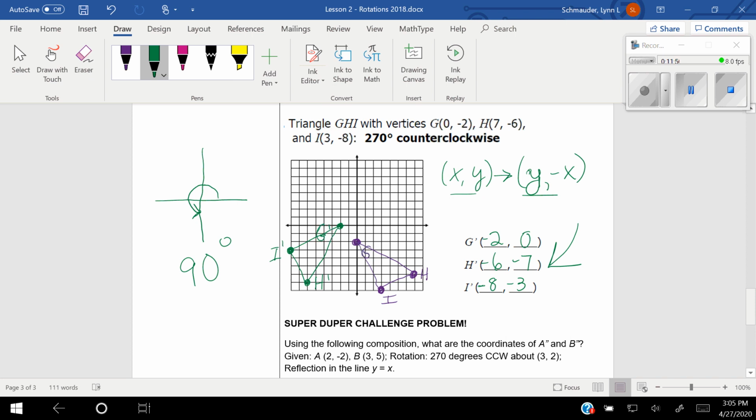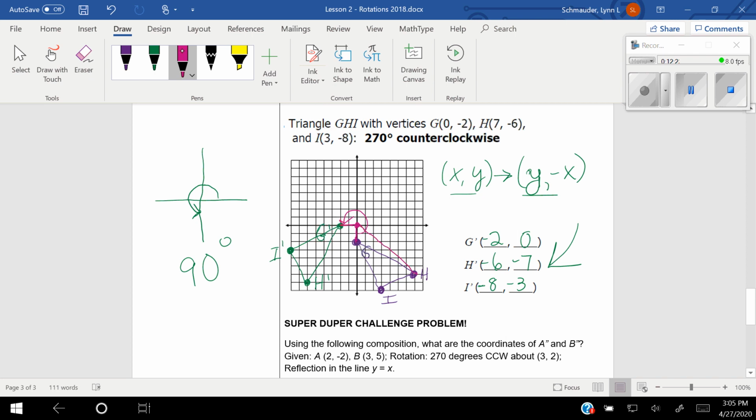Okay, so I graph that in. Now let me take my red pen here. Let me go from my center of rotation to the pre-image, center of rotation to the image, and I can see that's a 270 degree counterclockwise rotation. Okay, likewise, I'll do it for H here. It gets a little messy if I do it for all three of them.